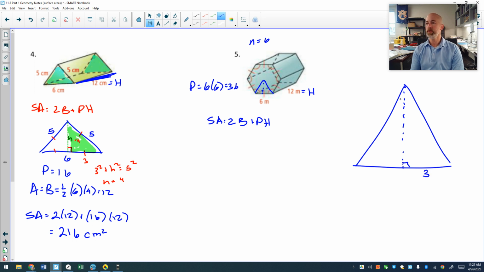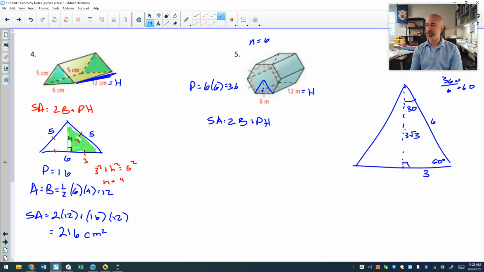so that's going to be a 3. We know the central angle would be 360 divided by 6, which is 60. So that's the entire angle, which means this angle is 30. And that makes this 60. And we once again have that nice 30, 60, 90 right triangle. The hypotenuse is 6. That's the radius. I really don't care about that because I need the apothem. The apothem would be your short leg times the square root of 3.